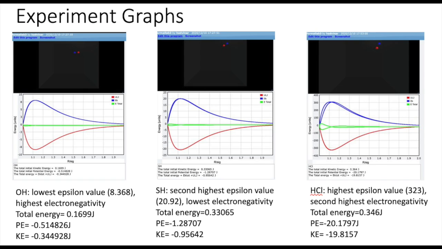The SH molecule, which had the second highest epsilon value, had a potential energy of negative 1.28, a kinetic energy of negative 0.95, and a total energy of 0.33. The HCl molecule, which had the highest epsilon value, had a potential energy of negative 20.17, a kinetic energy of negative 19.8, and a total energy of 0.346.